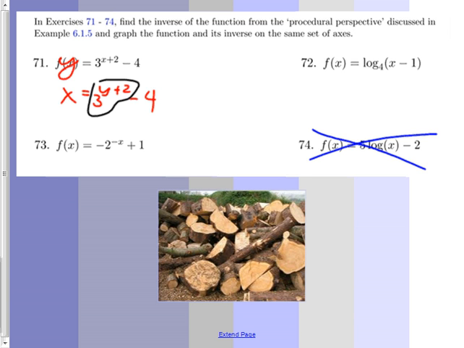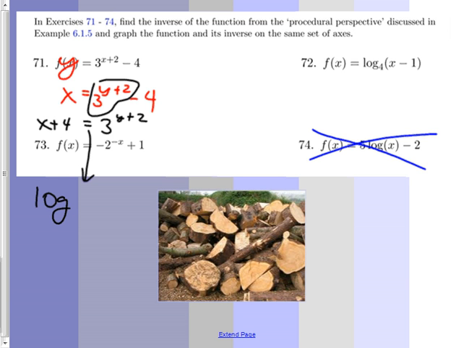So how do I get that clump alone before I fix it? Add 4. X plus 4 equals 3 to the y plus 2. Now, I've got an x in the exponent. The whole reason that logs exist is because of this. Do you notice there is not a log in this problem yet? Remember me saying that half of the challenge in this unit is to get kids to realize that they need to rewrite it? So this needs to be rewritten. So this has to be rewritten as a log.